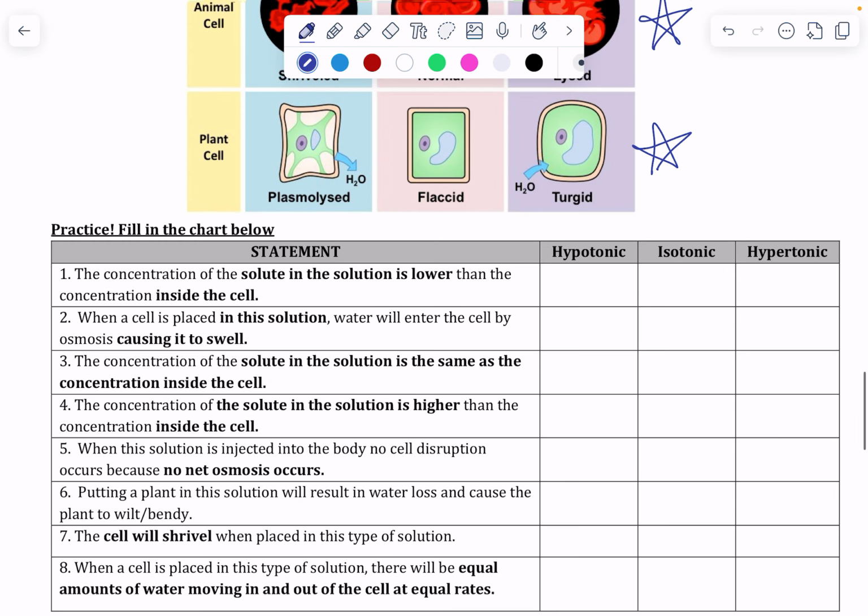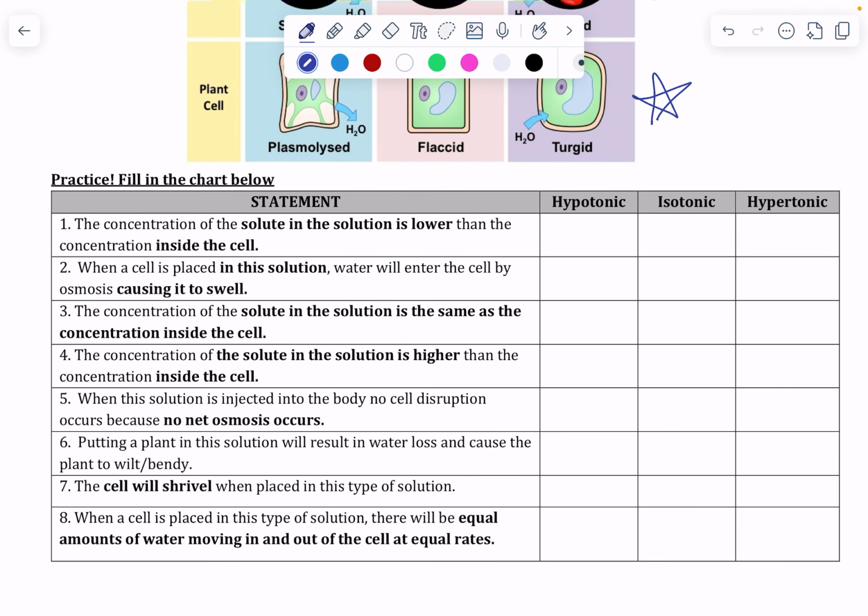Okay, so what I want you to do right now is I want you to go ahead and practice. I want you to read these statements and check off if you believe they are hypotonic, isotonic, or hypertonic.